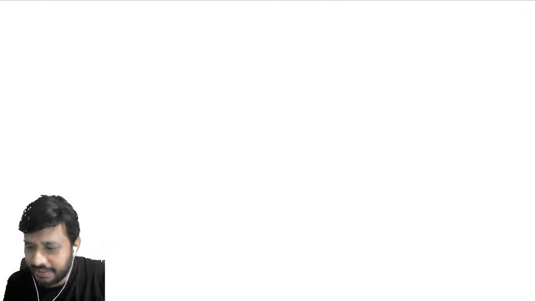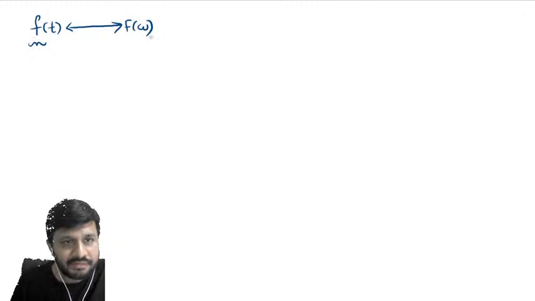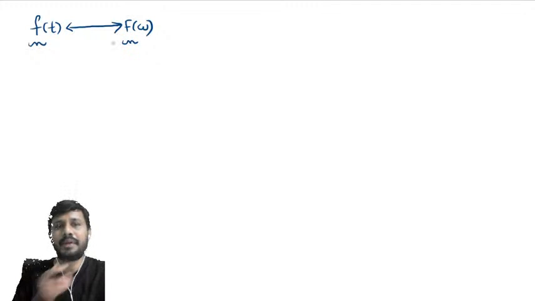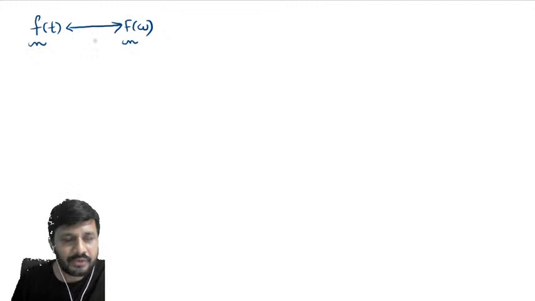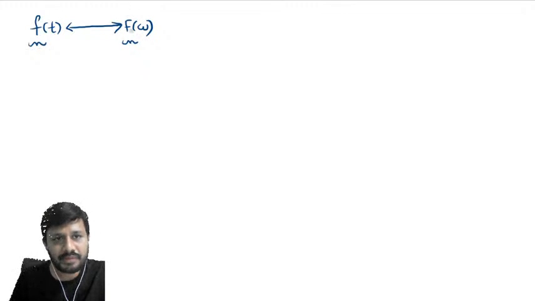Before going to solve the problem, I want to tell you something. Observe here. From the concepts of Fourier transform, if a signal f(t) forms a Fourier transform pair with F(ω), the signal is denoted by small f, and the transform by capital F. Whenever you give a double side arrow, it indicates that f(t) forms a Fourier transform pair with F(ω). It means that from the signal you can go to the transform, and from the transform you can get back to the signal.